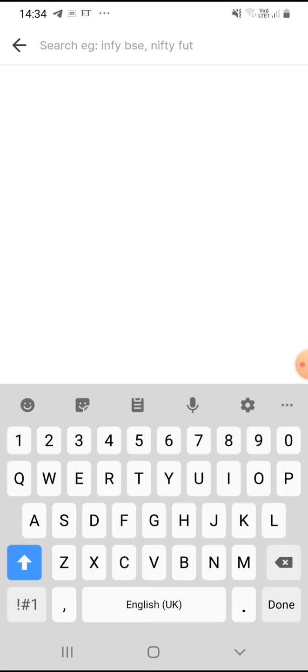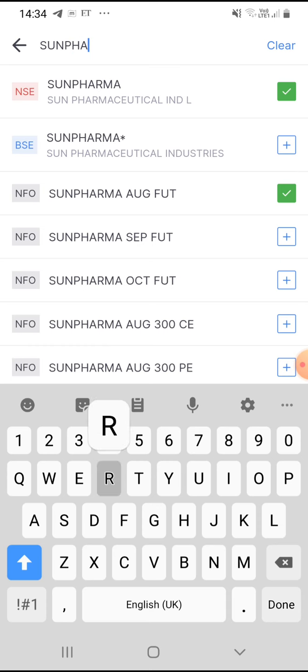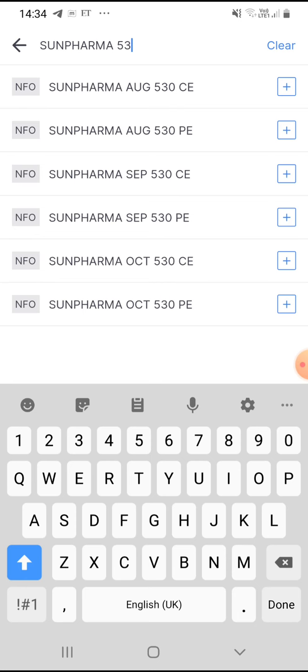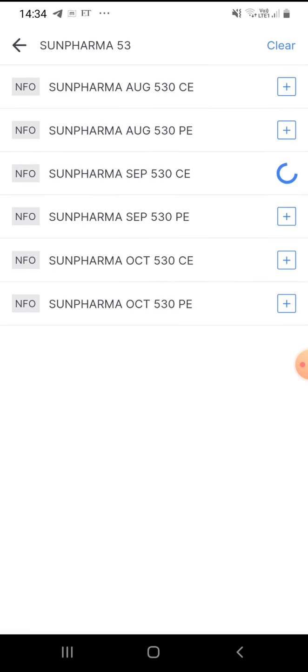Don't get confused, you will get very clear after I explain this. Sun Pharma, you know that the real value is 535. Sun Pharma you can type because that is the share value. So 535 is the real value. Just typing 53, you can see that 530 CE came, right? 530 PE came. 530 is September, just ignore that. Take only the August month. First that only we will do. Otherwise I will tell you why we are adding both.